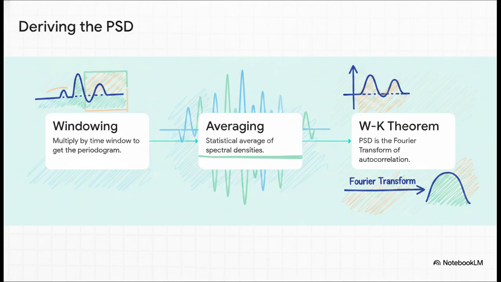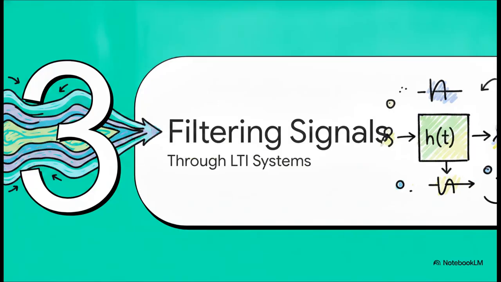And finally, step 3 is the incredibly elegant Wiener-Khinchin theorem. This states that the power spectral density of a wide-sense stationary process is simply the Fourier transform of its statistical autocorrelation function. It's this beautiful, direct bridge between time and frequency. Which brings us to section 3, filtering random signals through linear time-invariant systems.